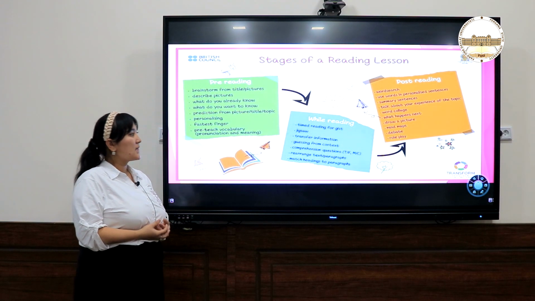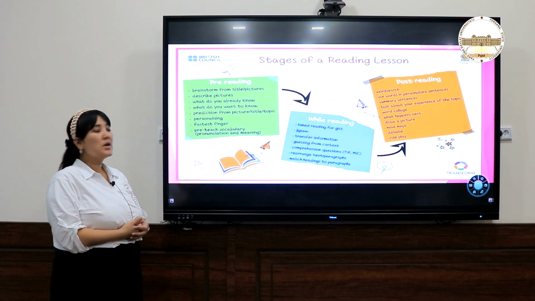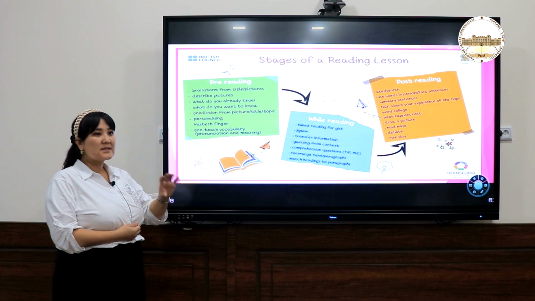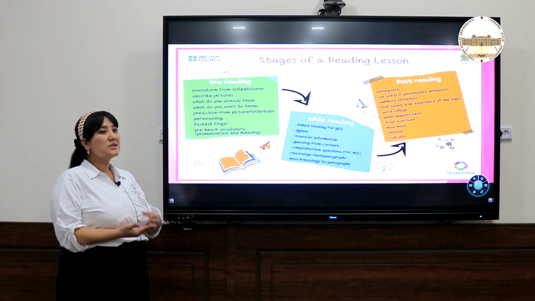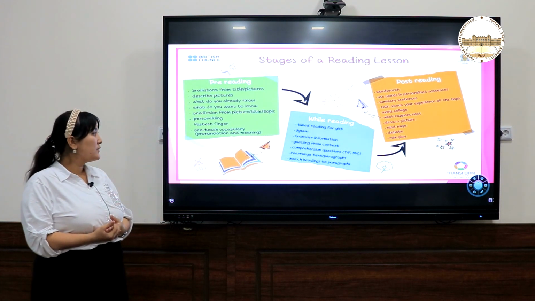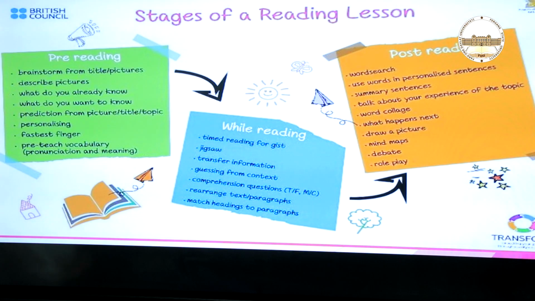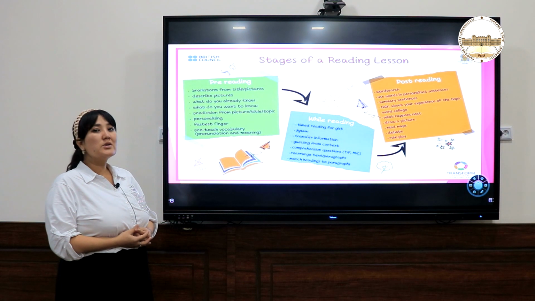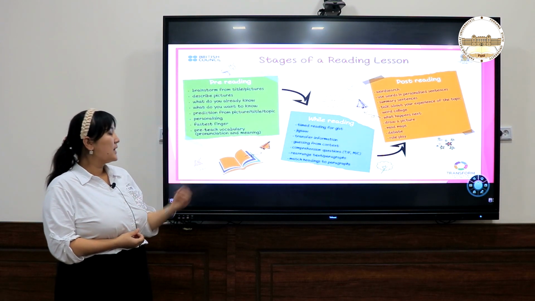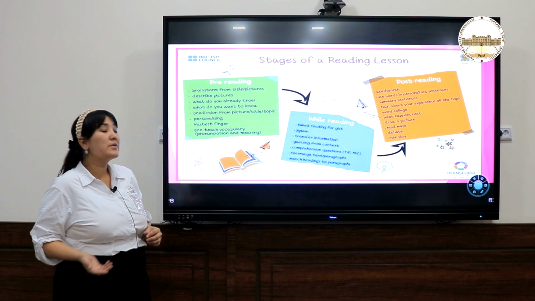The next one is transfer information. Here they try to change or transfer some parts of the text, but here they shouldn't change the meaning of the information. Next one is guessing from context. Maybe some words can be difficult for learners, and here learners should try to guess the word with the help of the context or with the help of neighbor words.